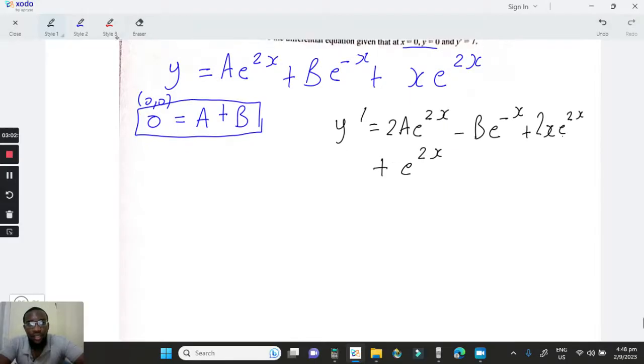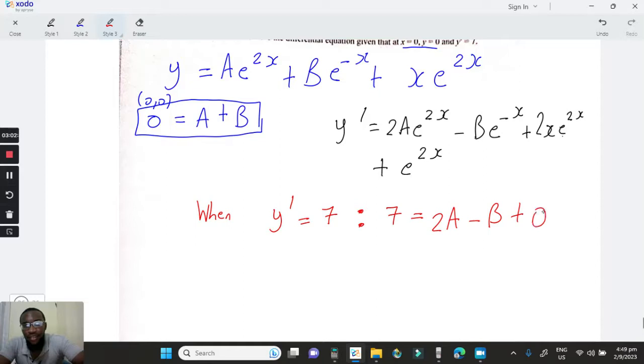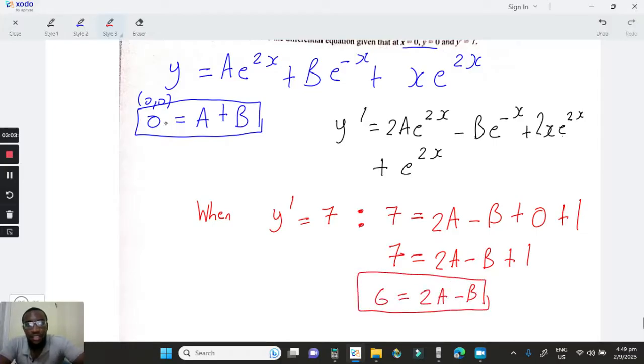Alright, and then now we'll plug in when the gradient is 7. So when y prime is 7, we're going to be getting 7 is equal to, remember, x is still 0, so anything to the 0 is 1. So 2a minus b, plus, 2 times 0 is 0, anything to the 0 is 1. So we get 7 is 2a minus b plus 1. Bring over that 1, so 6 is 2a minus b. And we also have the equation a plus b is 0.